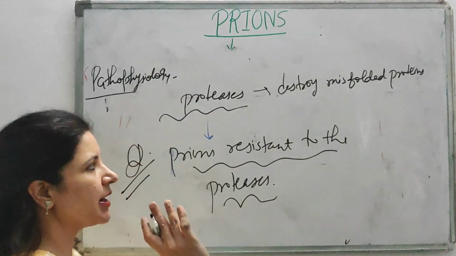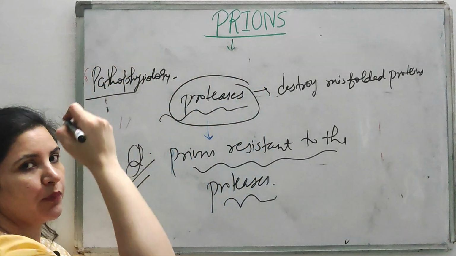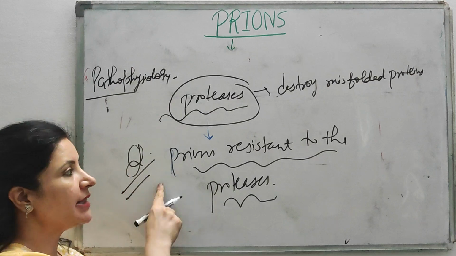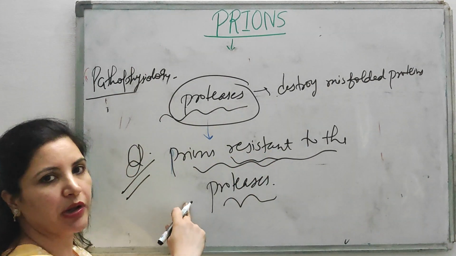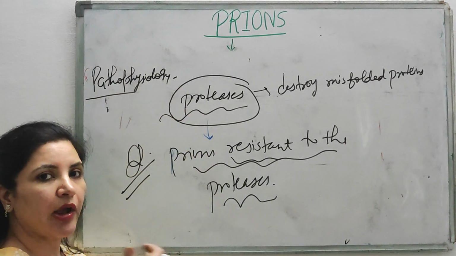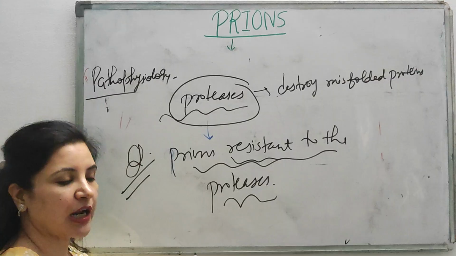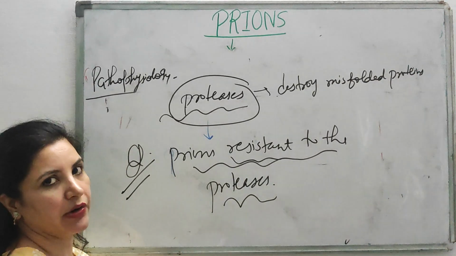Okay, and normally what will happen? All kinds of misfolded proteins are degraded by proteases enzymes. But why are these prions not degraded? Because they are resistant to these proteases enzymes. So proteases enzymes are not capable of destroying these infected prions. That's why they form clumping or aggregates and ultimately cause neurodegenerative disorder.